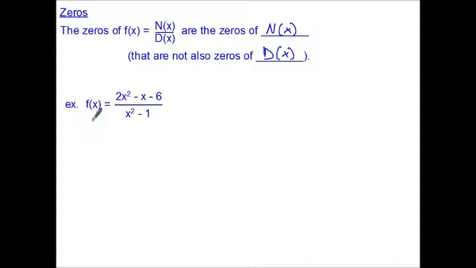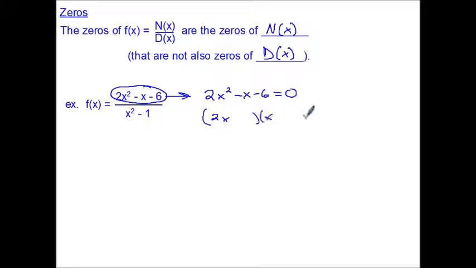So if I'm just talking about the zeros for this particular function, I'm going to take just the top in this case. If I'm talking vertical asymptotes, I look at the bottom. Zeros, I look at the top. So 2x squared minus x minus 6, I'm thinking of that as its own thing equal to 0. And then we can go ahead and factor that.